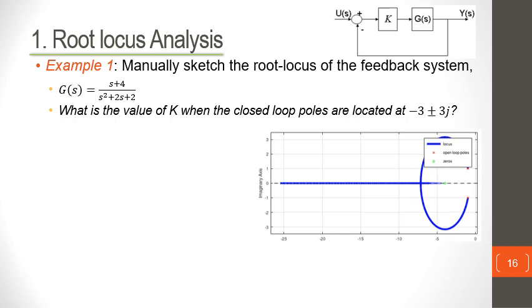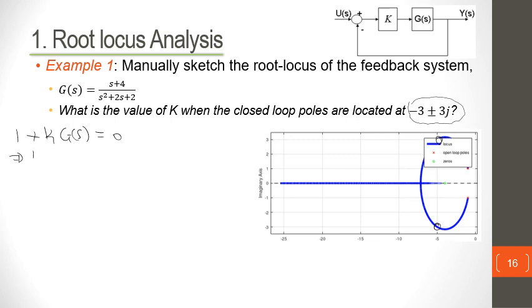Another interesting question might be, what would be the value of K when the closed loop poles are located at this particular location? Assuming that in this case we can see for sure that there is a point where the closed loop poles are located at these conjugate poles. For instance, one of them will be located here, the other one obviously around here at the opposite side. So we can use the characteristic equation here.